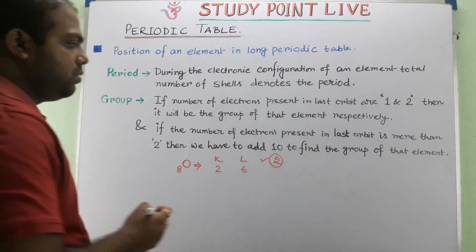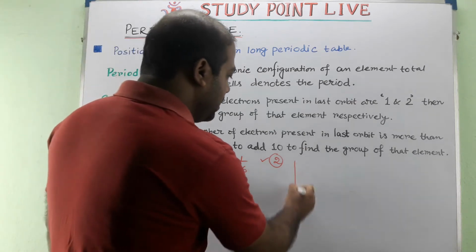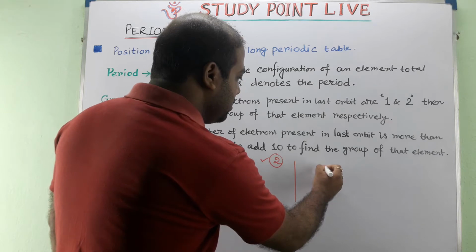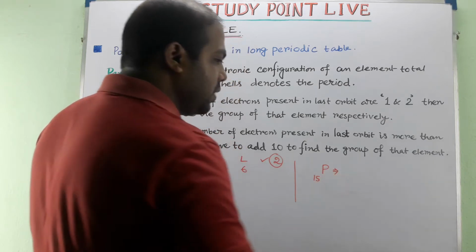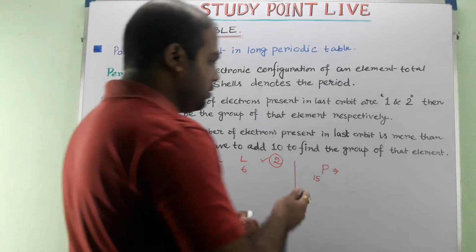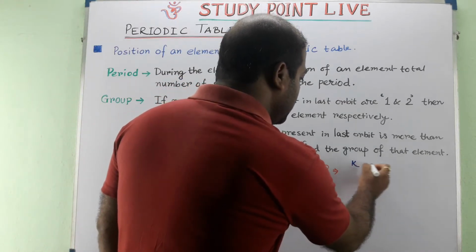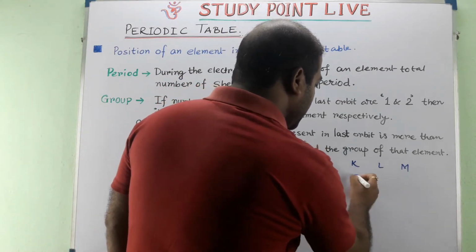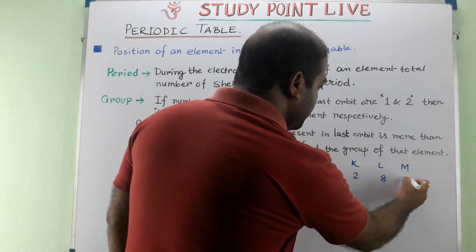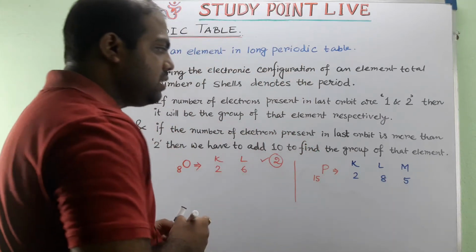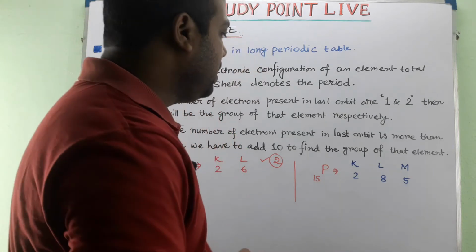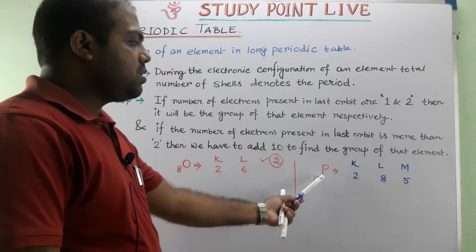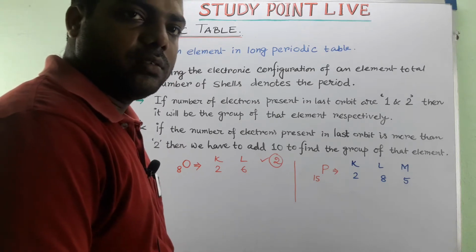Again we look at another element, that is phosphorus, 15. The electronic configuration of phosphorus is 2, 8, 5. The total number of shells used here is 3: 1, 2, 3. That's why the period of phosphorus is 3.